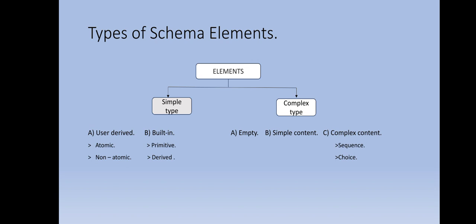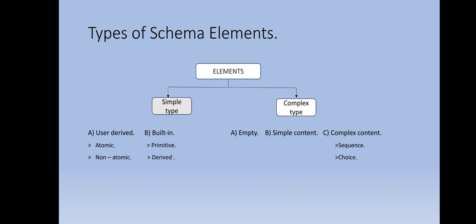Let us see the first type, the simple type. Simple type elements can only have text content, and they cannot have any child elements or attributes. All the built-in types are simple types, for example strings or integers. Schema developers can derive simple types by restricting another simple type. For example, an email type could be derived by limiting a string to a specific pattern. Simple types can be atomic, like strings and integers, or non-atomic, like lists.